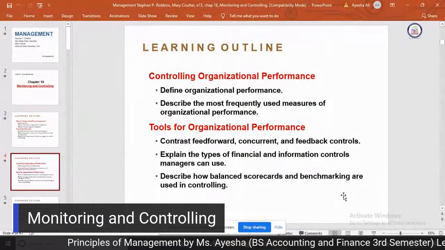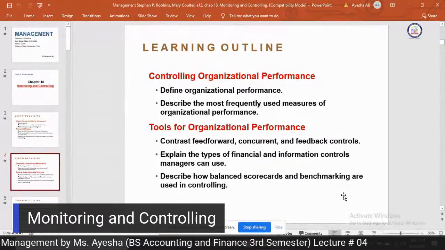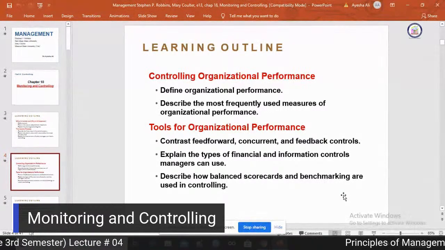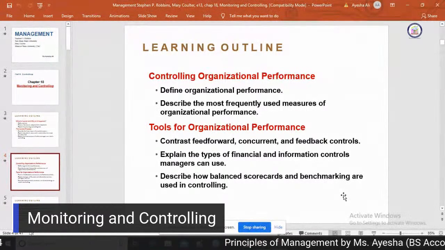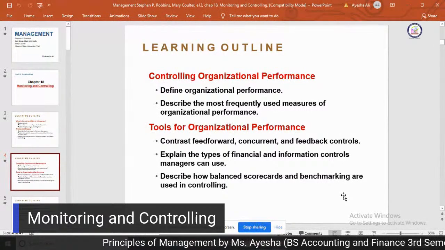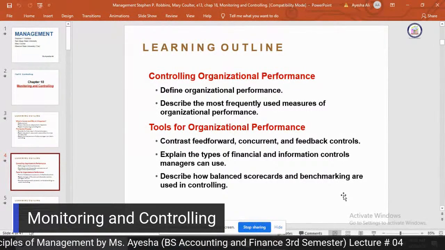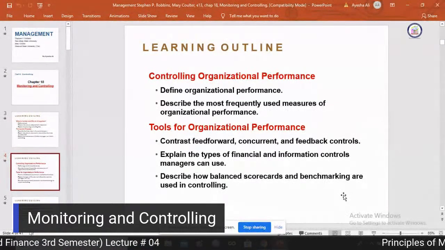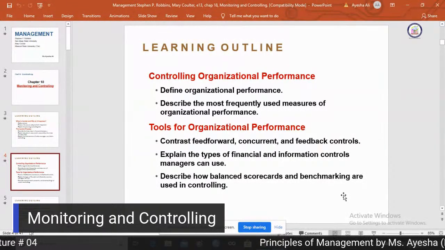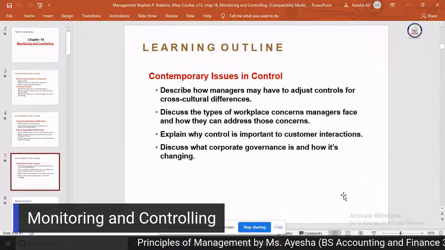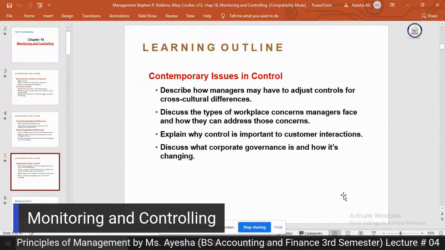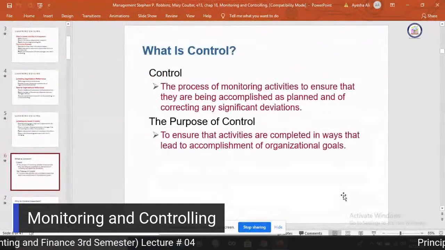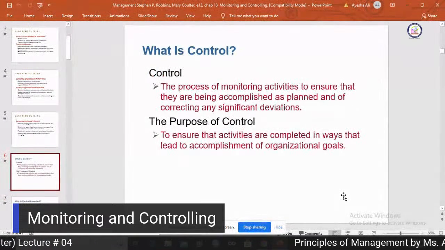controlling. Then the organizational performance, the measures used by organizations, and the tools of organizational performance, in which we have feedforward, concurrent and feedback control. Then the benchmark used in controlling, and finally, we will discuss the contemporary issues in controlling.